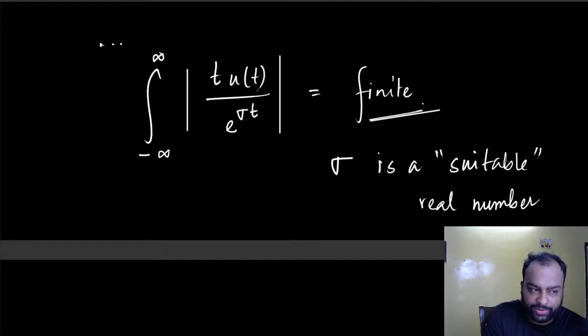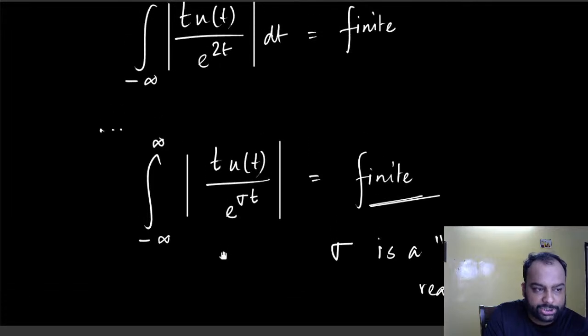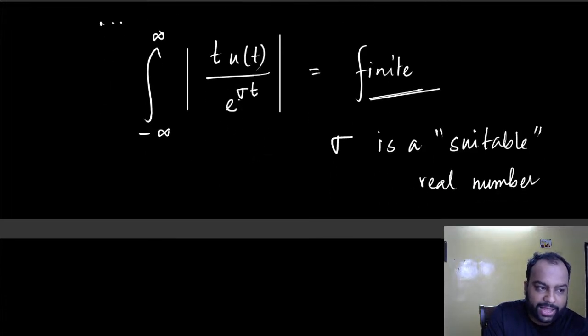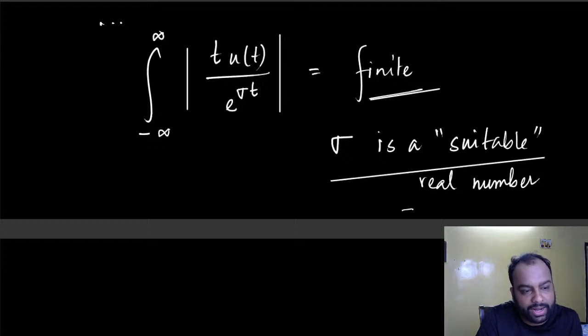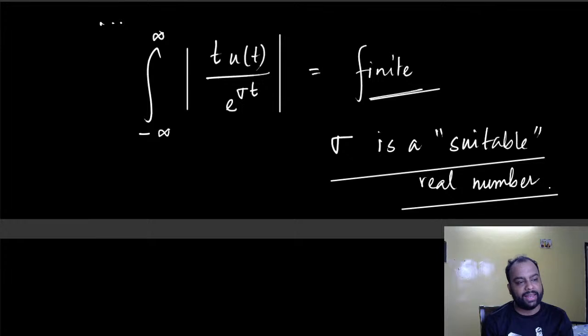right? Try to figure out the point. You can do the integration yourself and see that it is actually true. So as long as sigma is a positive real number, I would have a finite value here. It does not have to be positive always, but in this particular example, it will have to be a positive real number. So that's what I'm saying. Sigma is a suitable real number. When sigma is a suitable real number, I can now do this.